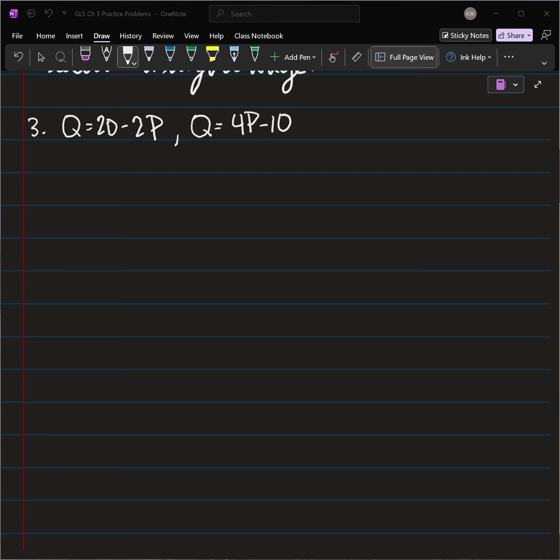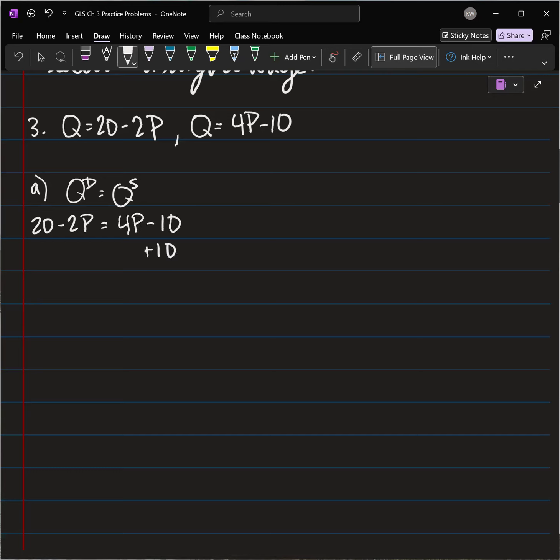Quantity is just measured in standard units, and price is measured in dollars. So our first part of this question is to find the equilibrium price and quantity of ice cream. To do that, we're going to set quantity demanded equal to quantity supplied. Well, 20 minus 2 times the price equal to 4 times the price minus 10.